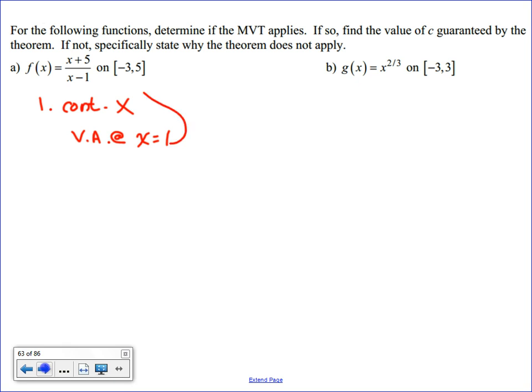Wait a minute. Hold on. Pause. The one place that could trip you up is, is the 1 included in the interval they're looking at? Oh, yeah. All right. MVT does not apply. I'm done. Actually, I should say it fails MVT. That sounds better. All right. Go on to B.